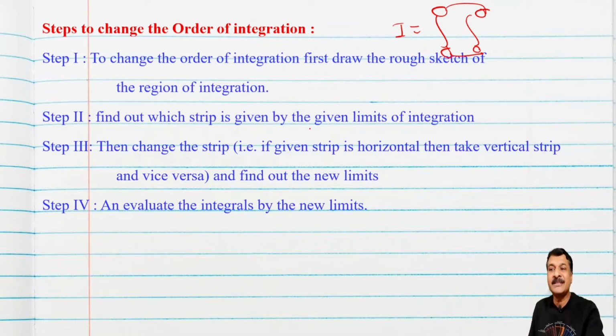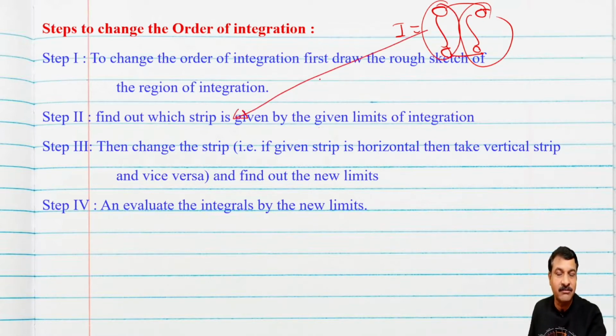Find out which strip is given. That means the limits inside and the constant; using that I can decide which strip is constant. An example will make it more clear. So find out which strip is given by the given limits of integration.